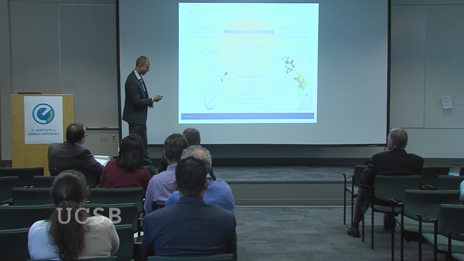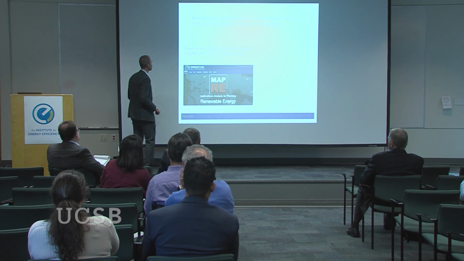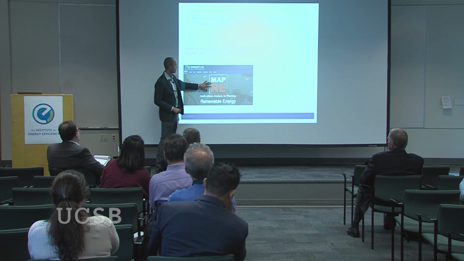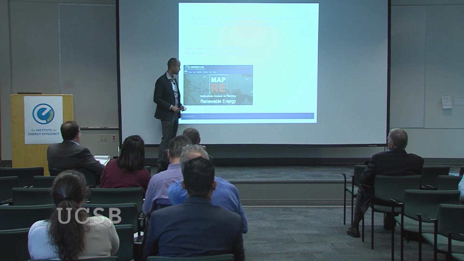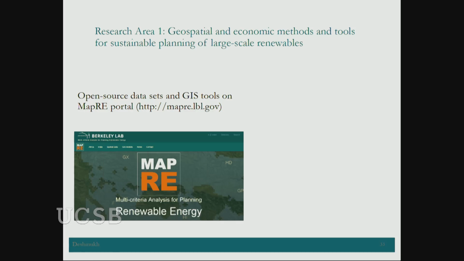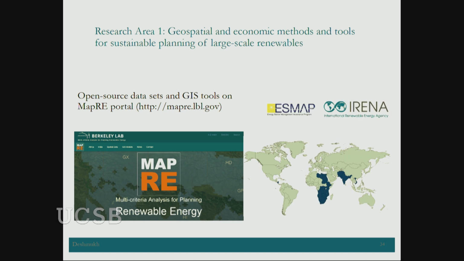And all these tools are open source. They're on our portal called MapRE, which stands for Multi-Criteria Analysis for Planning Renewable Energy. It's a Lawrence Berkeley Lab website, which I still manage. And what these tools have done is reduce the amount of time it takes to do such analyses.